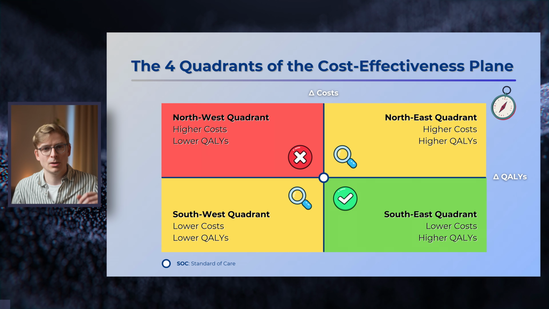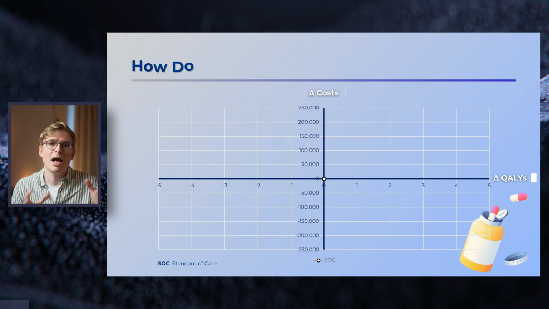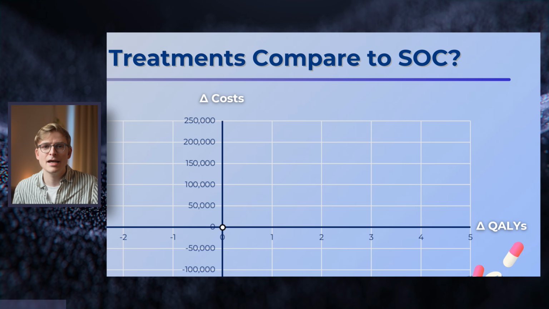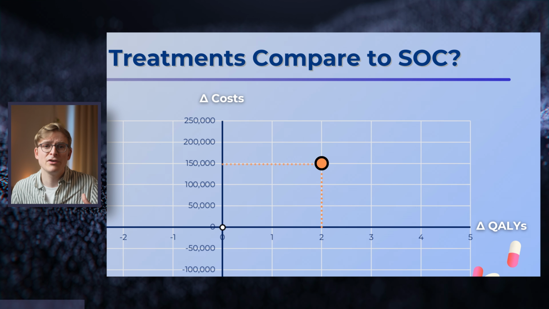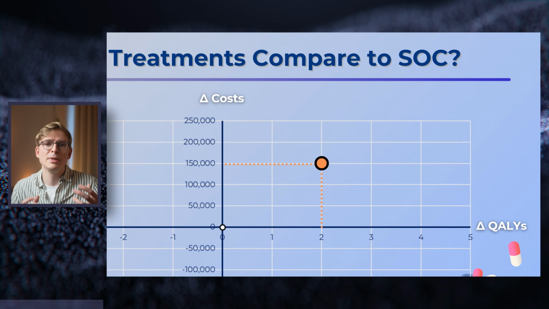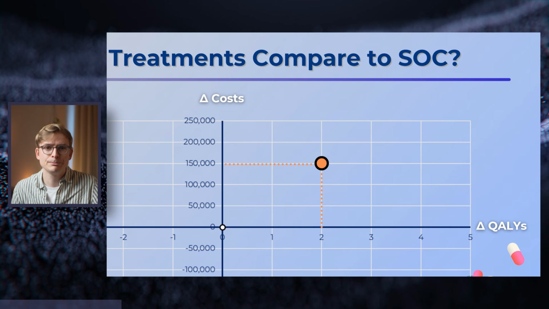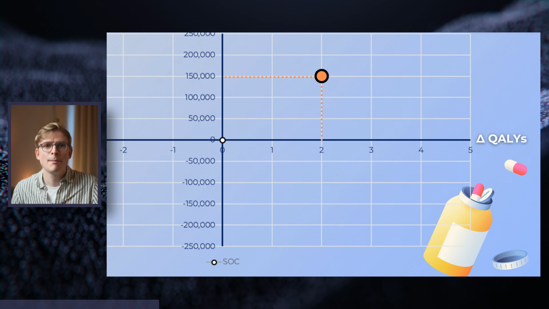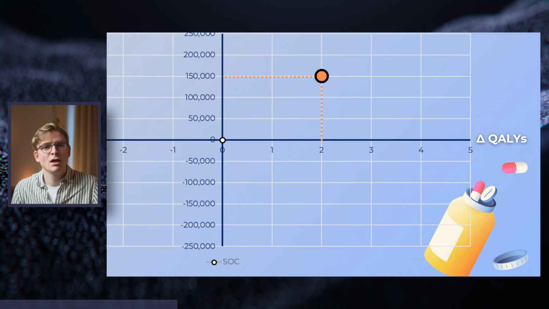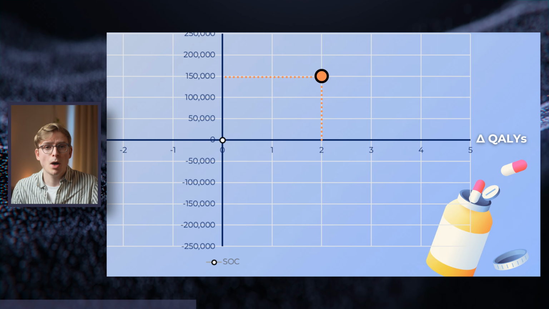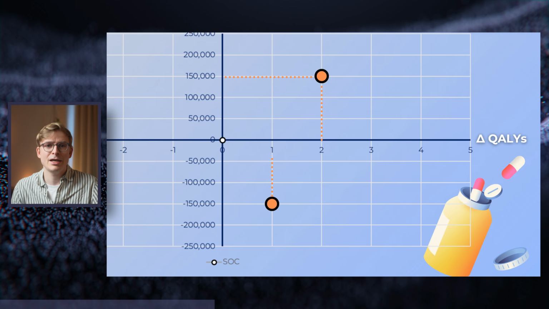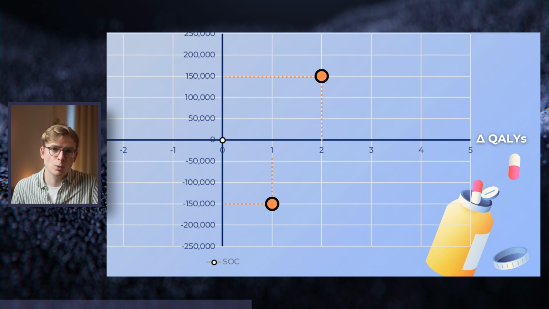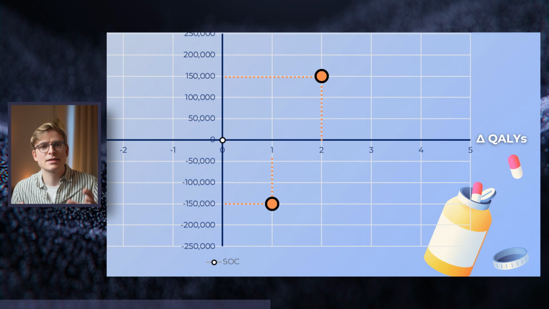Let's add some treatments to our cost effectiveness plane to see how they compare against the standard of care. If a new treatment generates 2 additional QALYs at an additional cost of £150,000, the ICER will be located in the northeast quadrant. We can also think of a treatment that not only leads to greater health effects, but also to lower costs. For example, a treatment that generates 1 additional QALY while also saving £150,000. This treatment falls into the southeast quadrant, and it dominates the existing standard of care.